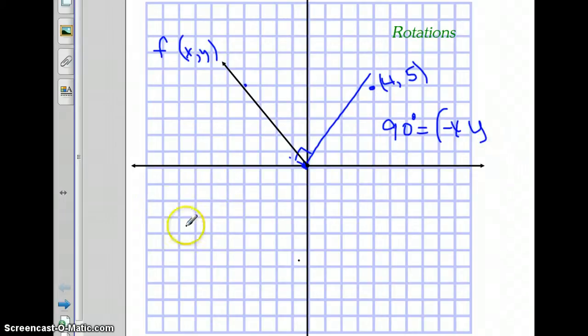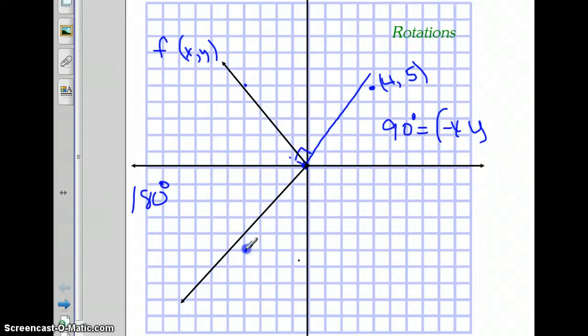Okay, what about a 180-degree rotation? 180 degrees means a straight line, correct? So let's draw a straight line from our origin. In drawing that straight line, we see what quadrant our point is in. The point is negative 4 and down 5.